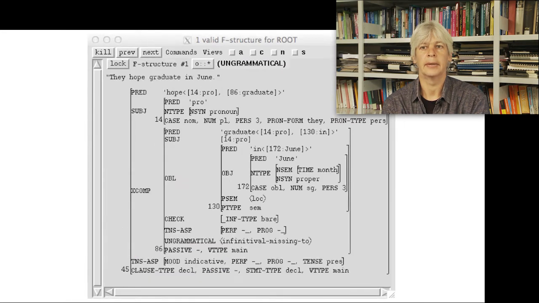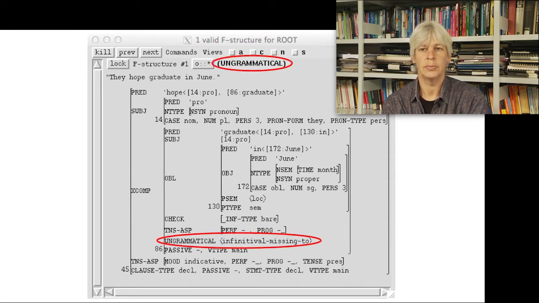Okay, another one. They hope graduate in June. Again, ungrammatical. Why? Because there's an infinitival missing too. But again, we have all the information. They, subject is a pronoun, plural, third person, etc. And what are they hoping to do? Well, they're hoping to graduate at some time in June. Okay, present tense, declarative, etc. Okay, so we've got all that.